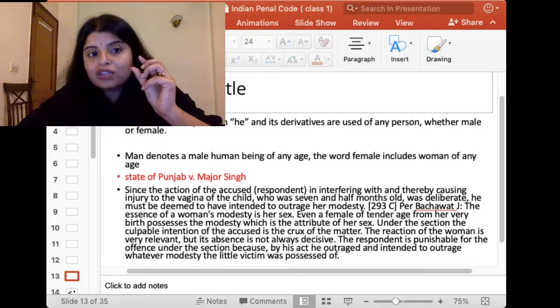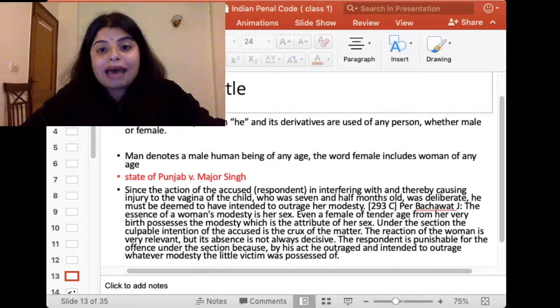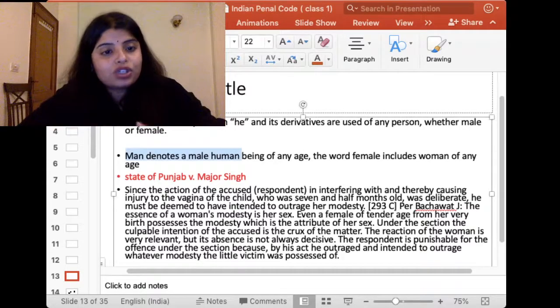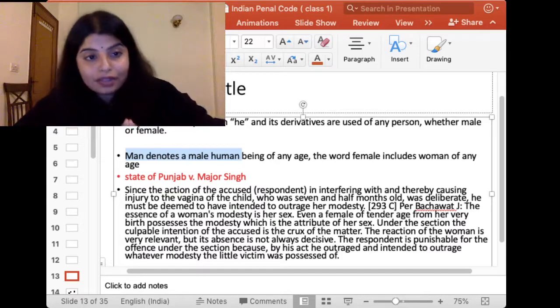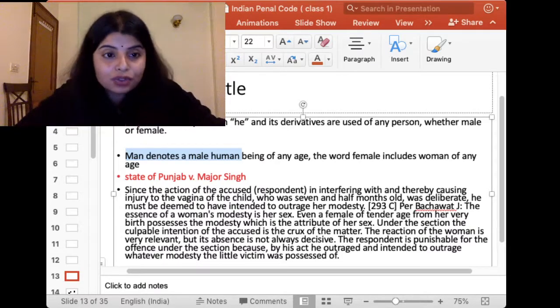denotes every gender here. Now, the next definition that you have to see here is man and woman. This is Section 10. Now, when Section 10 defines man, the section states that man is a male human being of any age, and woman is a female of any age.